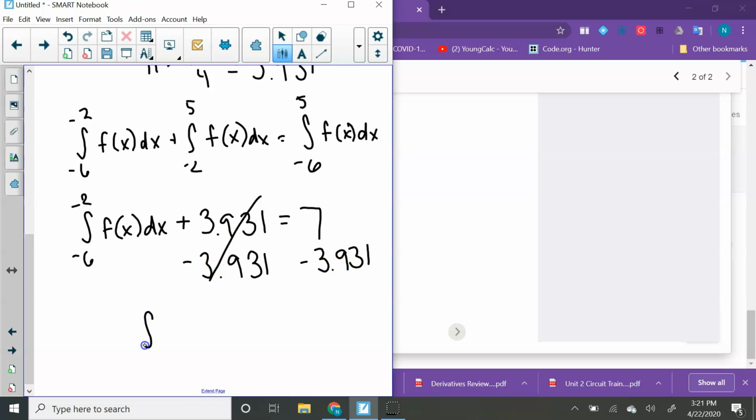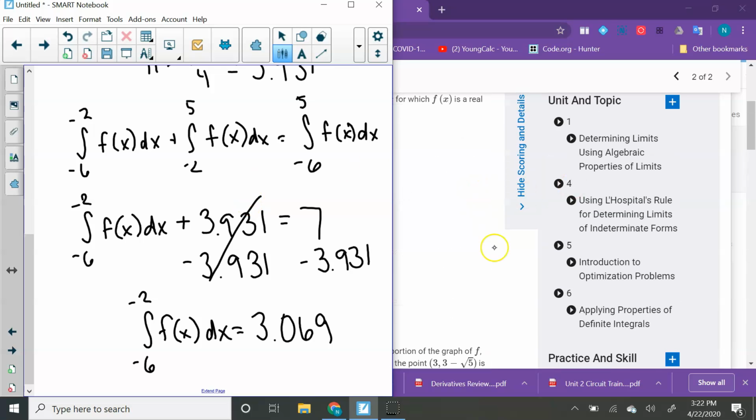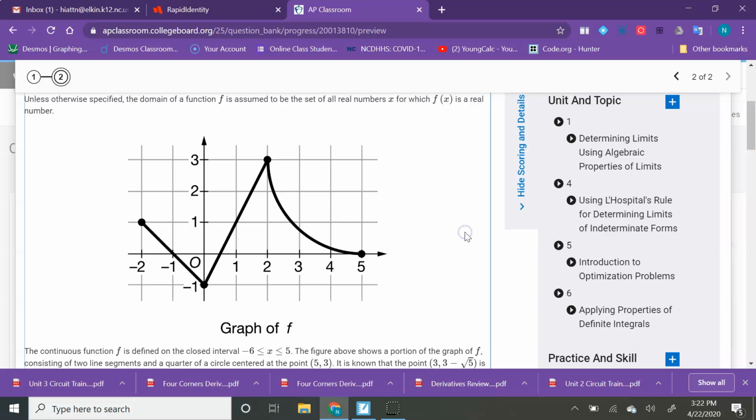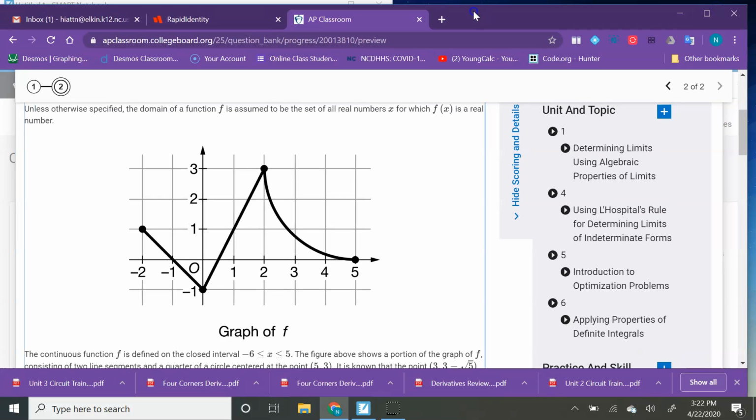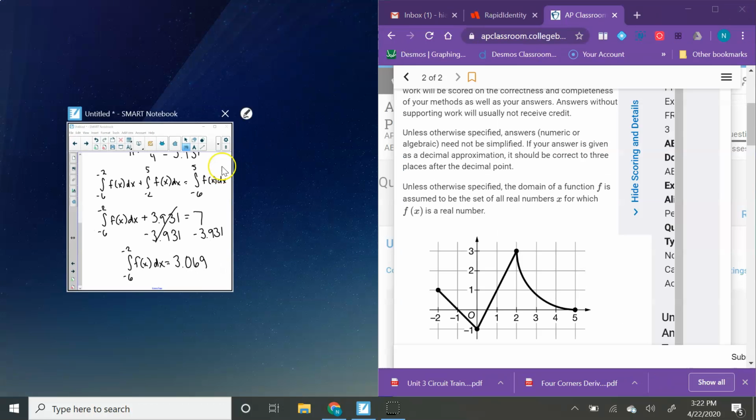And so our integral from -6 to -2 of f of x dx equals 3.069 whenever we subtract those. So that's our part A over here. See if we can get this to come back where we can see it a little better.